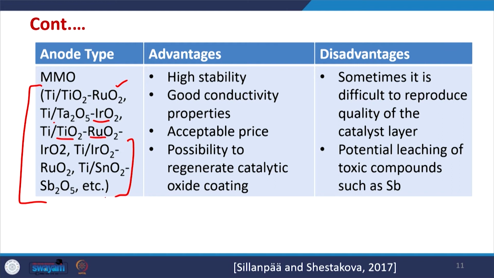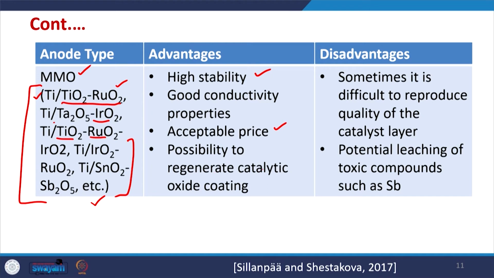We can see here tin oxide. So, there are different combinations. Base metal could be titanium on which these different oxides have been coated. So, we see that titanium is a base metal for large number of such mixed metal oxides. Similarly, some people have reported zinc also, but titanium is one of the most common base metals for these mixed metal oxides. They have very high stability, good conductivity properties, and they are generally available at acceptable price. So, they have lot of potential for scale up to the industrial scale.